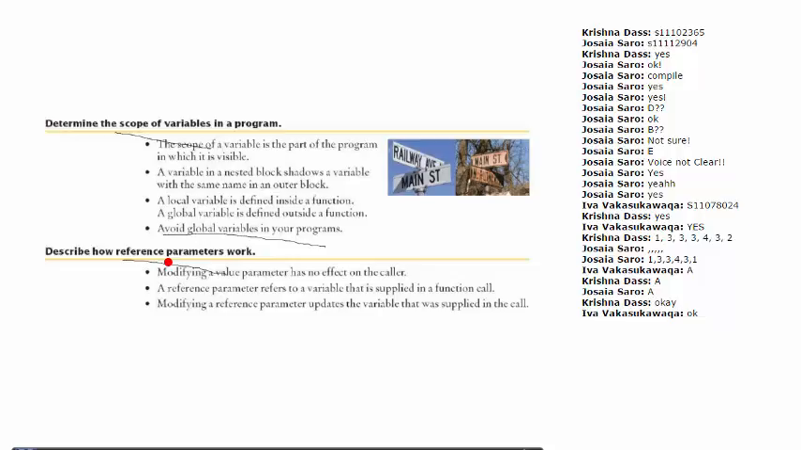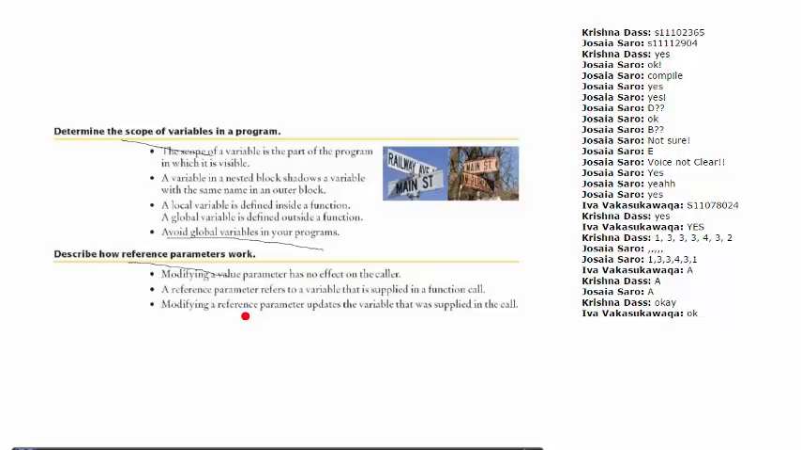Now, how reference parameters work. Modifying a value parameter has no effect on the caller. A reference parameter refers to a variable that is supplied in a function call. Modifying a reference parameter updates the variable that was supplied in the call. Right? So for those of you who attended late, we discussed the scope of variables and how reference parameters work. We will go more in depth on reference parameters in our next session. And let's see what's the last slide.